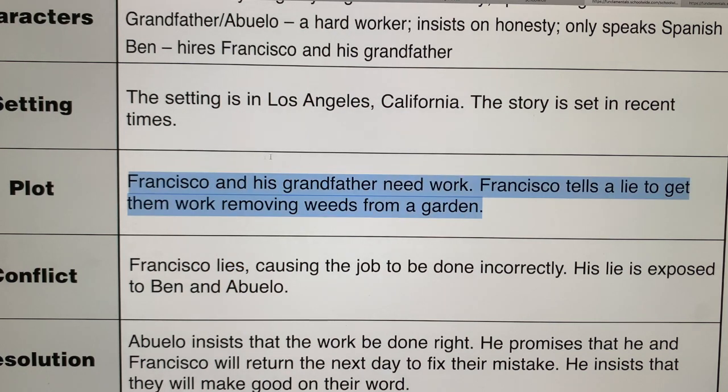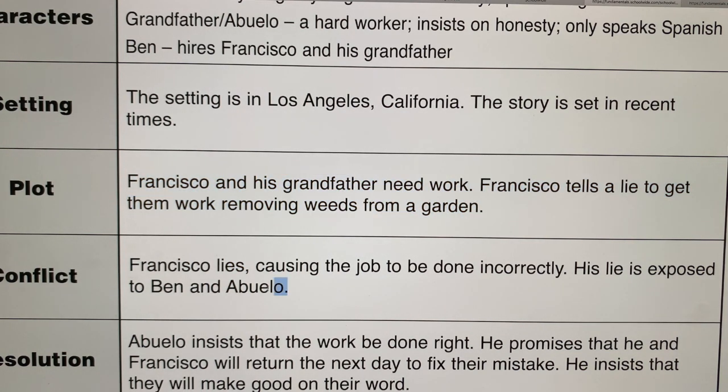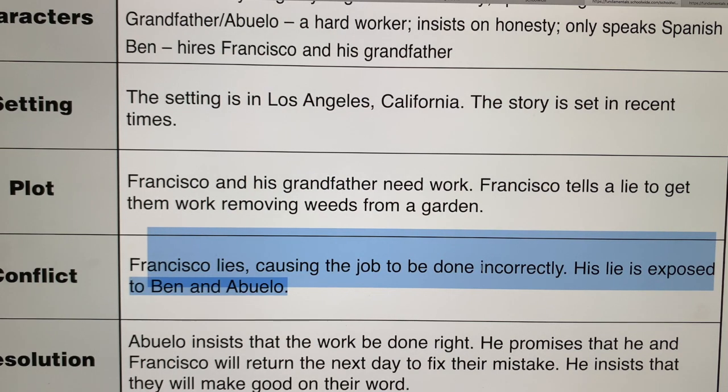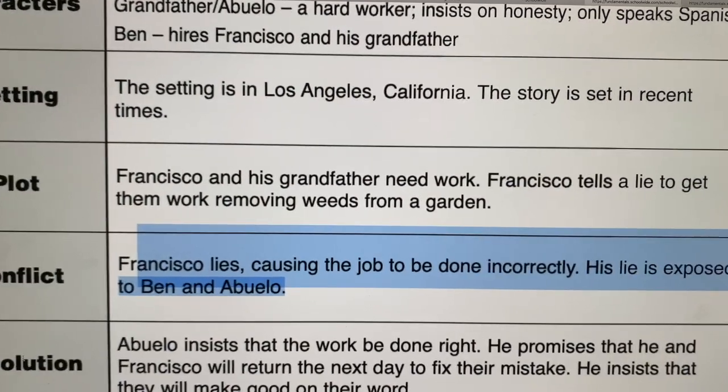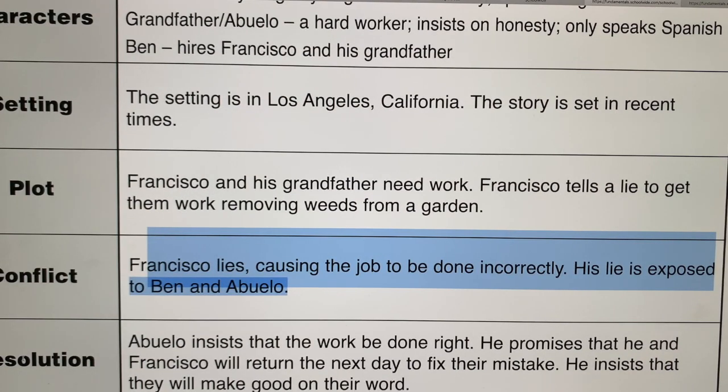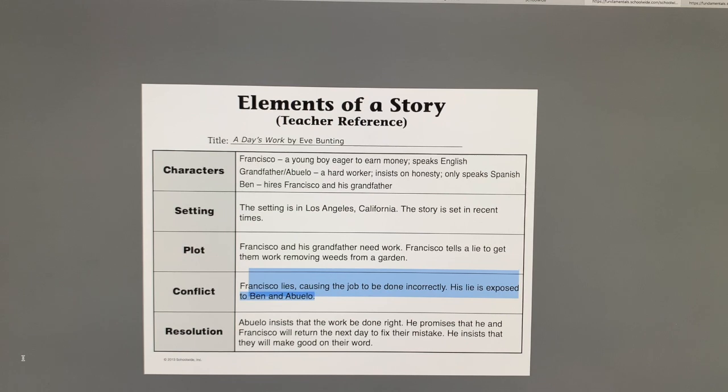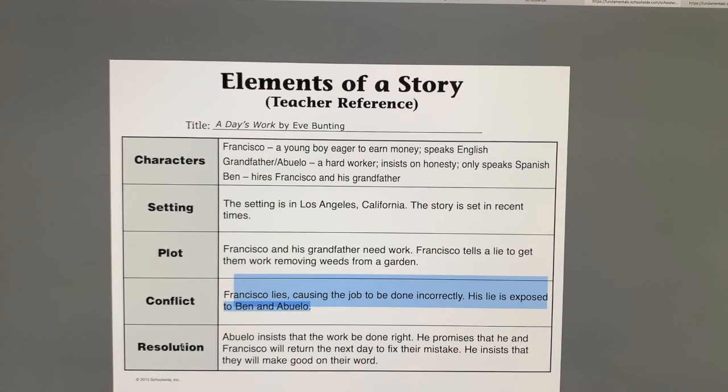What happened to the character is he chose to tell a lie, but because he chose to tell a lie, the work was done incorrectly and he was exposed to Ben and his abuelo. And then the resolution is just the ending. Let me zoom out, I guess. The resolution is just going to be the ending or how it is resolved.